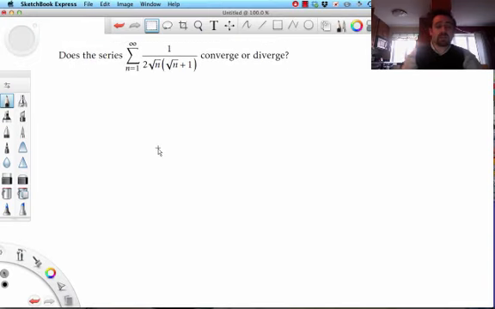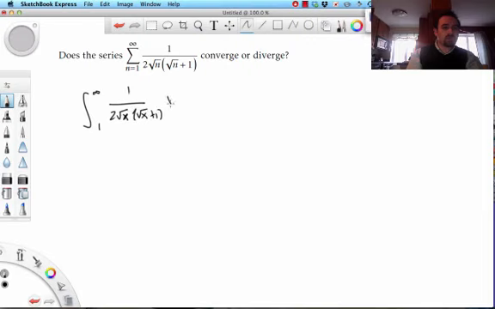This particular series here. And again, I don't have any sense of it, so let's just try it. This goes to 0, which means the series might converge. The divergence test doesn't do anything for us here. All it says is that this might converge, it might not. But one other thing we can do is the integral test. The integral from 1 to infinity of 1 over 2 root x, times root x plus 1 dx.